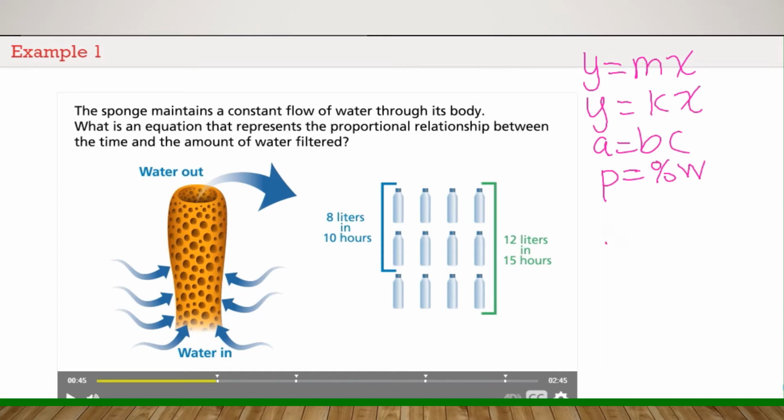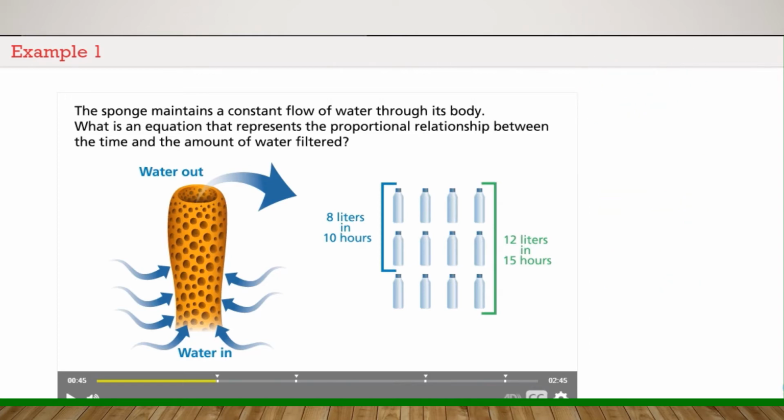So it has the same format: a variable equals something times something else. They're all in the same format. It is all proportional. You can have Q equal S times T. That is also a proportional equation. But let's go ahead and figure out what this proportional equation is for this problem. And we'll use this format, y equals mx.